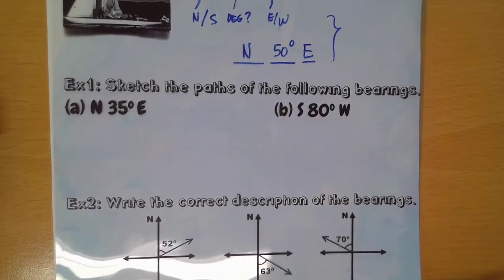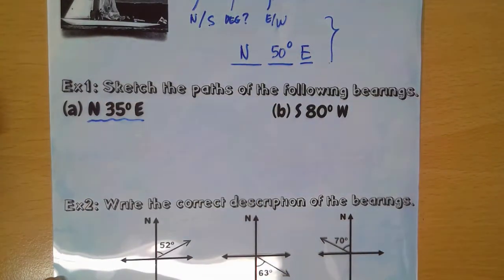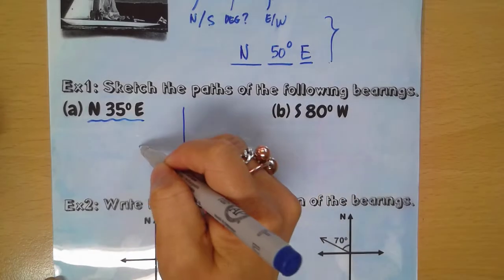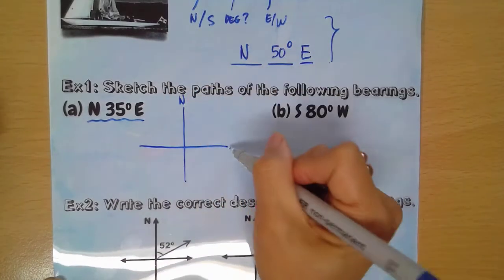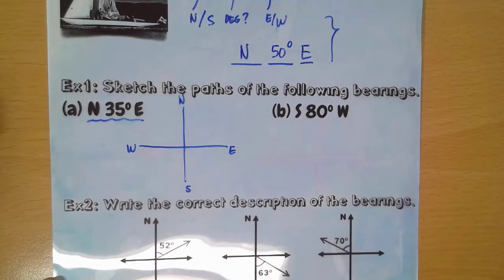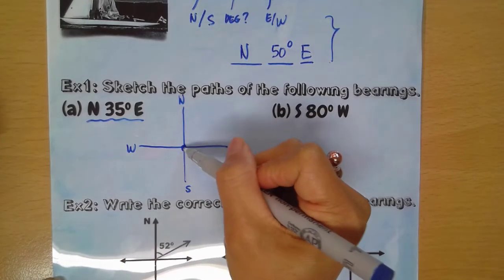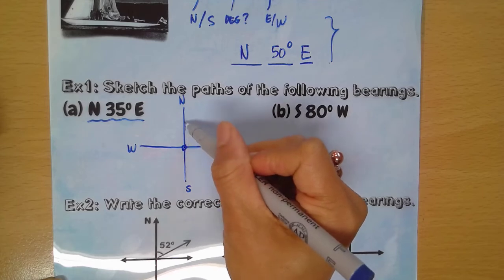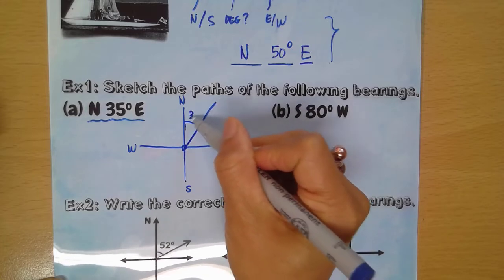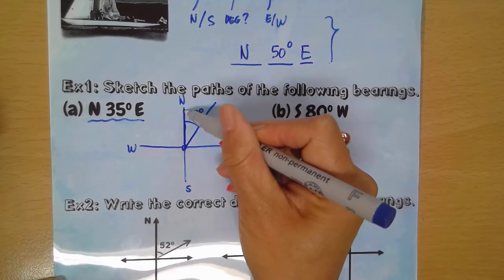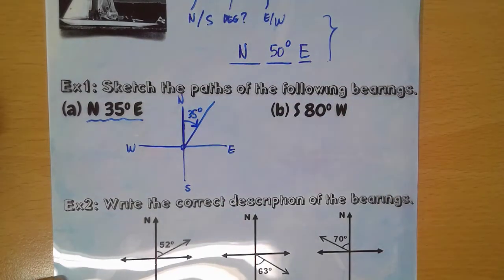Sketch the path of the following bearings. North, 35 degrees east. So always draw your Never Eat Shredded Wheat, or however you remember it: north, east, south, west. So north, 35 degrees east means this. I should go north, so I always start from the origin. I go up north, but I have to move 35 degrees east. So that's my bearing. And notice, it's always touching the north or the south axis. I'm going to put a little arrow there to indicate which direction I moved.